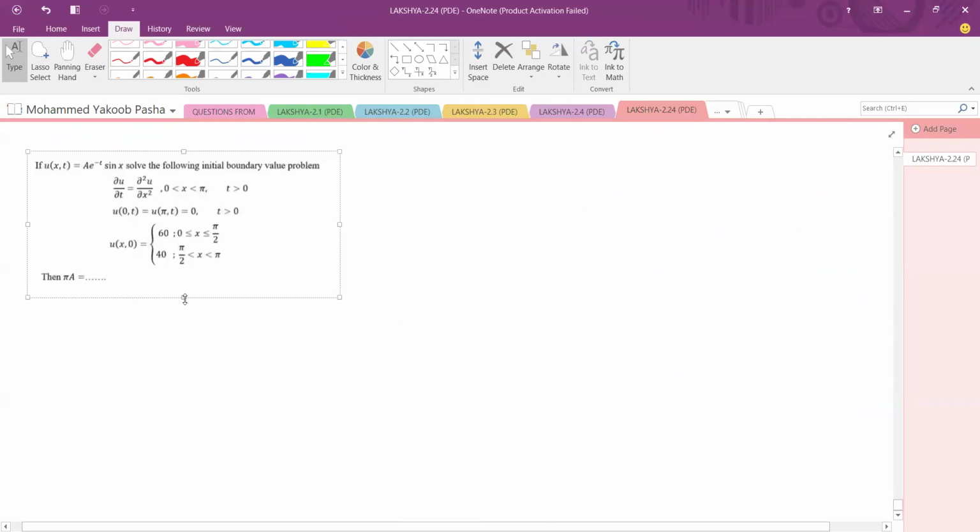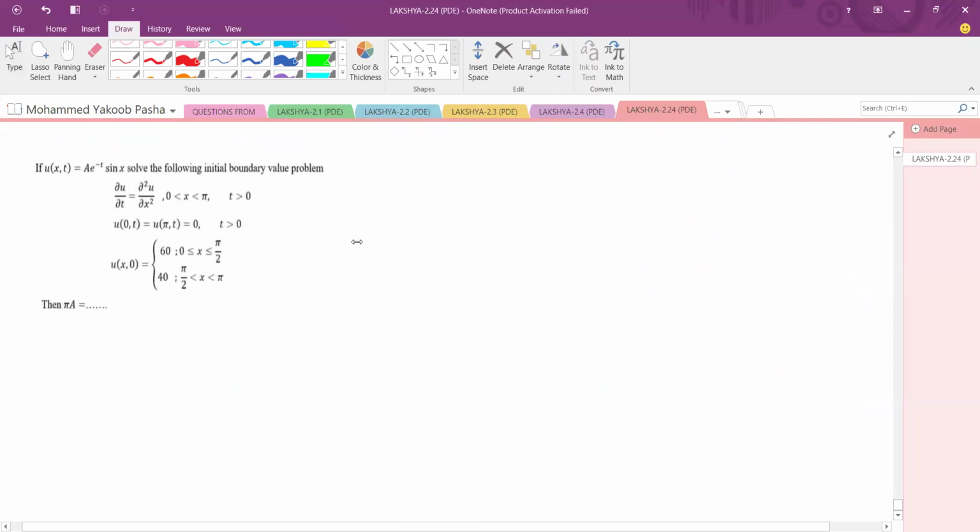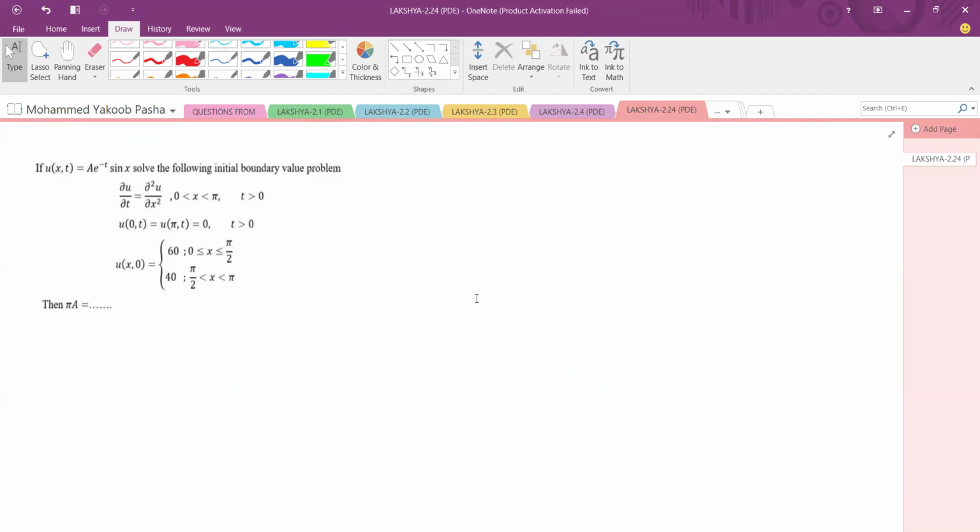This is a very important problem. That is u of x comma t is equal to a into e power minus t sin x. Solve the following initial boundary value problem. Dou u by dou t is equal to dou square u by dou x square, 0 less than x less than pi, t greater than 0, with boundary conditions u of 0 comma t is equal to u of pi comma t is equal to 0, t greater than 0. So u of x comma 0 values are given. This is an initial condition.